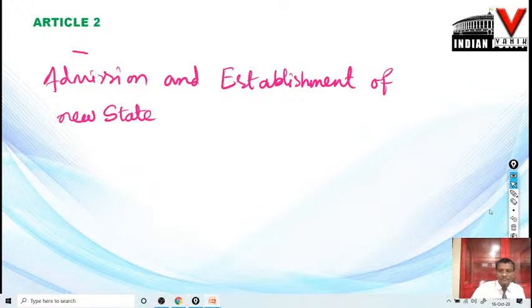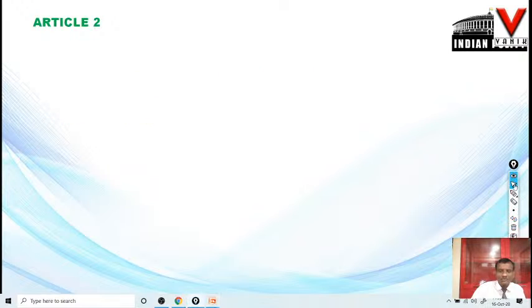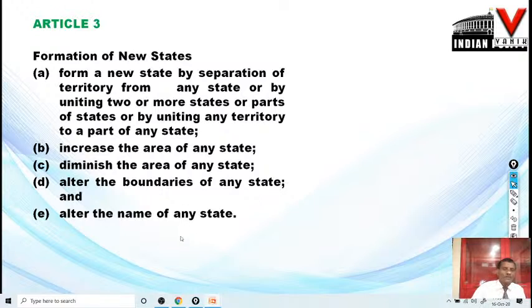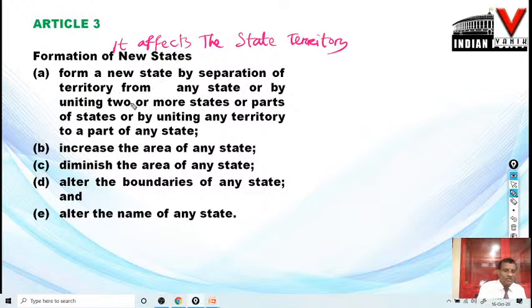Then Article 3. Article 3 is about the formation of new states. It affects the state territory. So formation of new states means, if Odisha is divided into two states or Andhra Pradesh became two states, everything goes under Article 3: separation of territory, increase in the area of a state, decrease in the area of a state, altering the boundaries of any state, and altering the names of states also. Names of states come under Article 3.